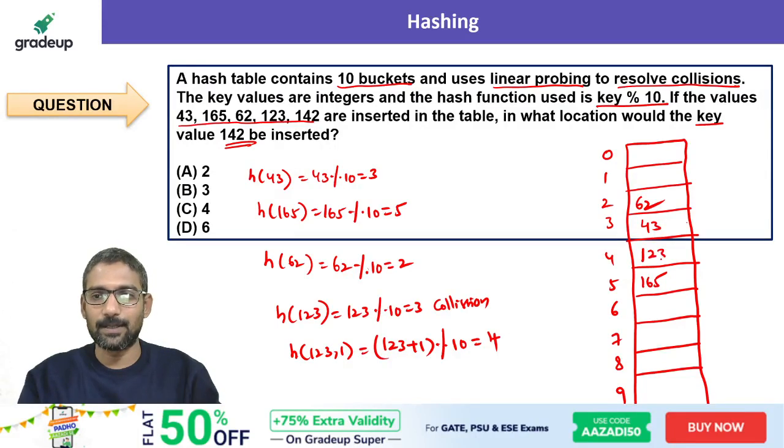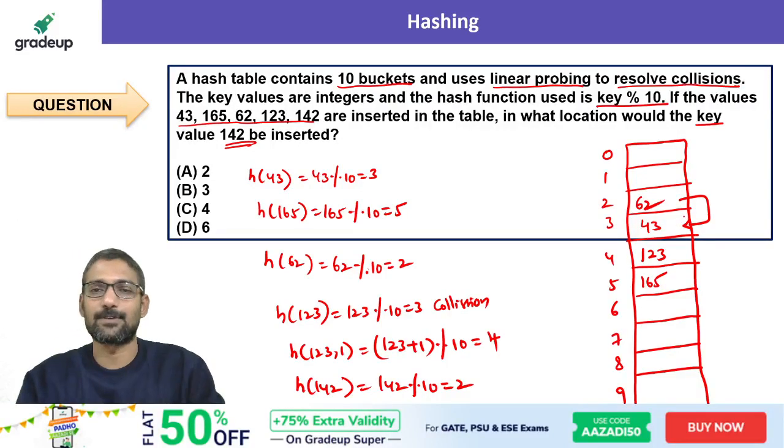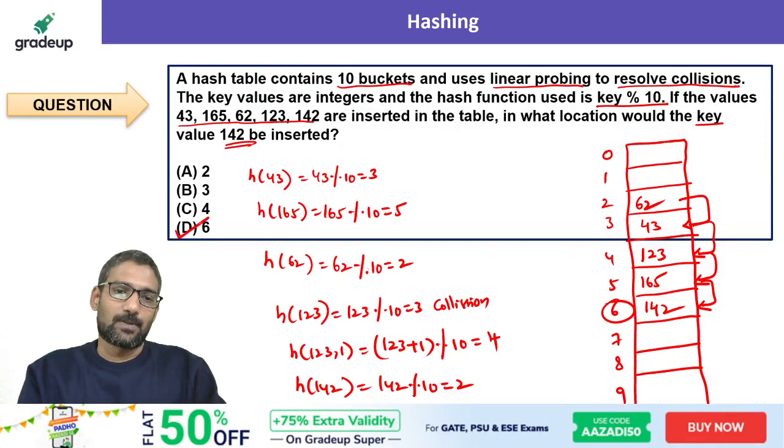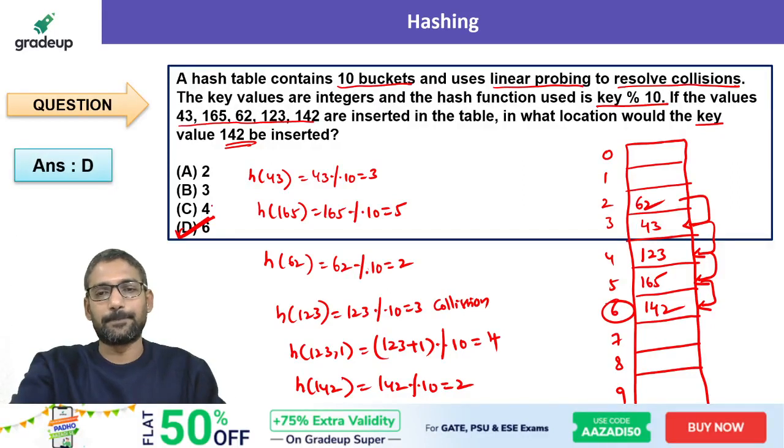So 123 is placed here. Now h of 142, that is 142 mod 10 is 2. 2 is already occupied. So as per linear probing, the simple technique is to find the next free slot. Next free slot 3 is also occupied, 4 is also occupied, 5 is also occupied. So where will you place 142? In bucket number 6. So the right answer is option D.